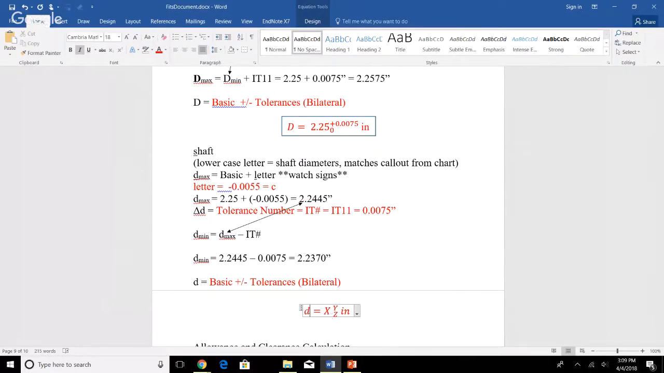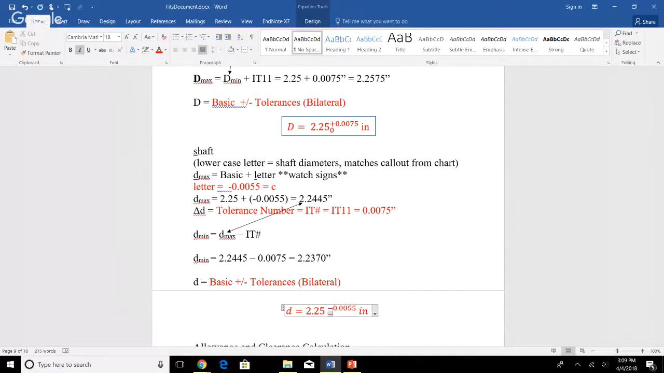So that would be our lowercase d, that corresponds to our shaft, and that would be our basic, so 2.25. And then from doing these tolerances, we always work off of the basic dimension. So in this case, we have to take the difference between our D maximum and our basic tolerance. So that would be minus 0.0055. That is the difference between our basic tolerance and our D maximum. And the same thing for our smallest dimension of our pin. We're working off of the difference between our D minimum and our basic dimension.